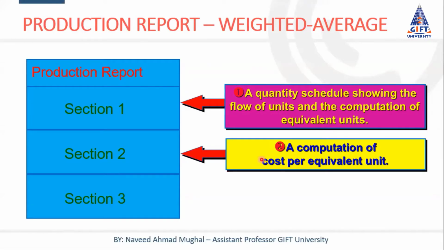So we have accumulated the total cost, material, labor, FOH in each department in a particular period, and then we have computed the equivalent units in that particular period of a particular department, and by using these two figures we calculate per unit equivalent unit cost. So in the second section of our cost of production report, we compute per unit cost of an equivalent unit.